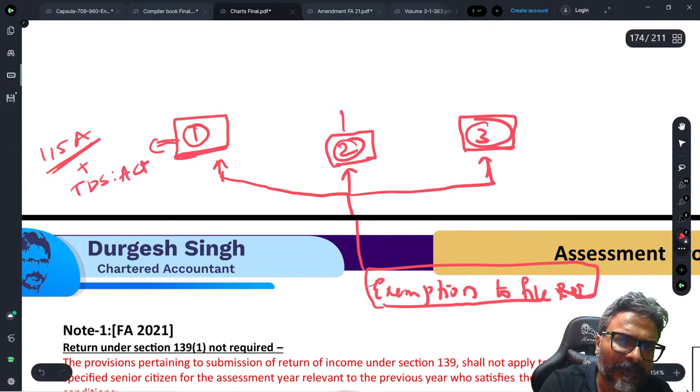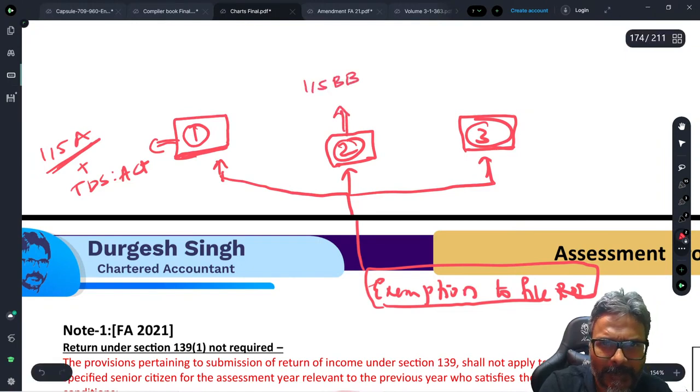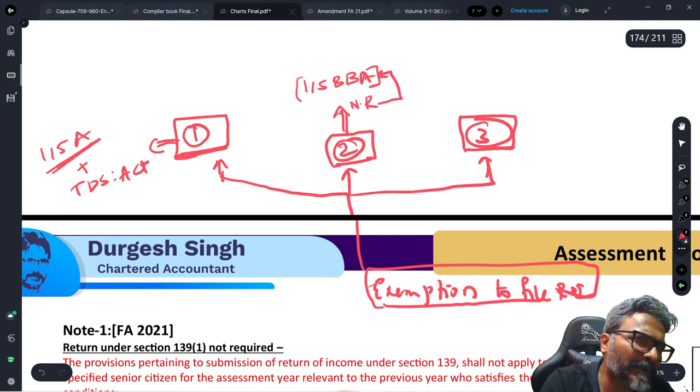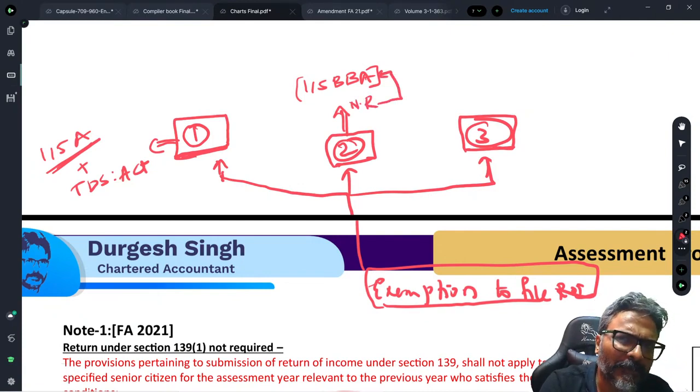The second point was about the non-resident sports person, 115BBA. So the non-resident sports person of 115BBA, even for them the 20% TDS rate, same thing. For them also it was there.